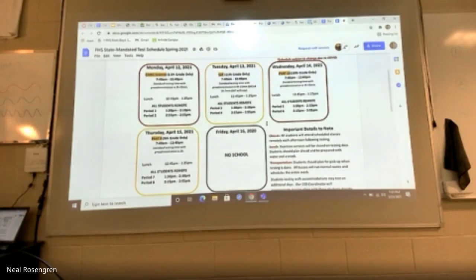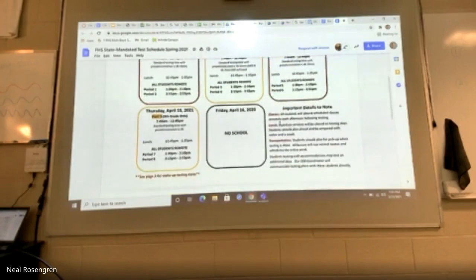Look at the important details to note. All students will attend scheduled classes remotely. Nutrition services are closed on testing days, so come prepared with your own snack for the morning or whatever you need. Buses run normal schedule, mornings and after school. If you take the bus to school, you'll be fine. If you take the bus home, you probably want to find a separate way to get home so you're not hanging around school for 3.5 hours. Logging in remotely from school seems ridiculous. Go home.